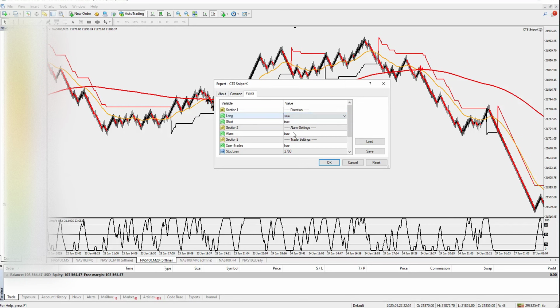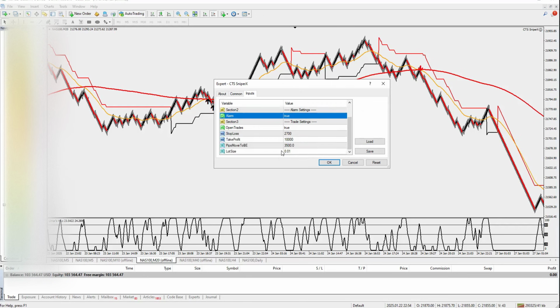Section 2, alarm. So do you want it to alert you when there's a trade or no? Up to you, right? And then open trades. So again, normally we have the other EAs, we have an alarm version and then the live version. This one is just both in one, right? If you don't want it to open trades and only alert you, so you want to trade manually, you're going to turn open trades to false, right? And if you only want it to open trades and not alert you, because it might get annoying, turn alarm to false. It's still going to open the trades. So very simple. And then you have stop loss, take profit, pips, and lot size. These are in points, not pips. So yeah, that's the EA.